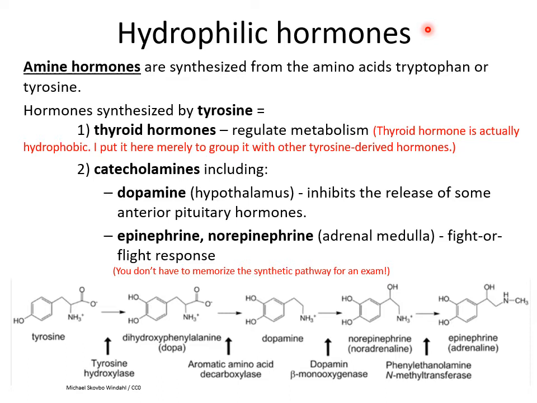So let's first talk about hydrophilic hormones. The primary category of hydrophilic hormones are amine hormones. And of course, I have to start off with an exception to the rule. Amine hormones include a lot of hormones that are synthesized from the amino acid tyrosine. And the hormones that are produced from tyrosine include thyroid hormones and the catecholamines dopamine, epinephrine, and norepinephrine.